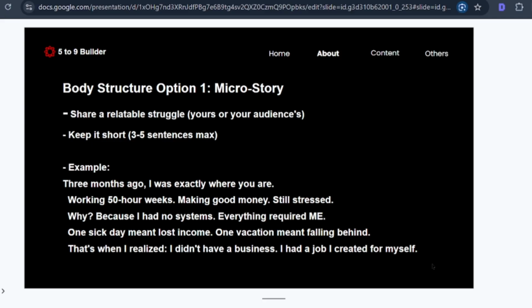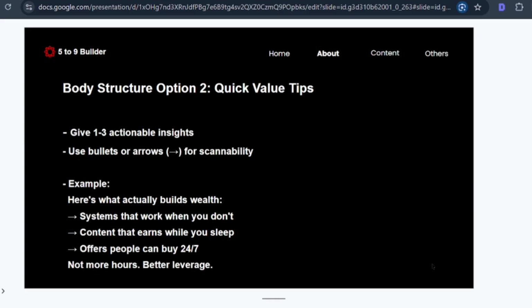I wrote a very short example here. Three months ago, I was exactly where you are, working so and so hours a week, making good money, still stressed, something like that. You put a story like this there, and you will realize that somebody who is in this particular situation will come and read and go like, man, this person is really talking to me. This is the problem I'm having right now. How do I even solve it? So the person will start connecting with you, trying to see if he or she is going to get a solution from you, because it is a pressing issue for him or her. You understand? Now let's go to the second option.